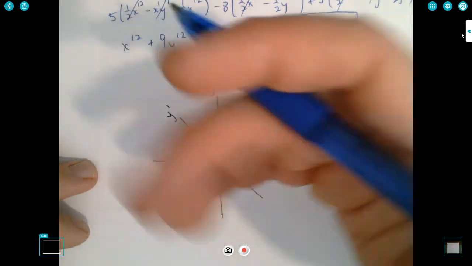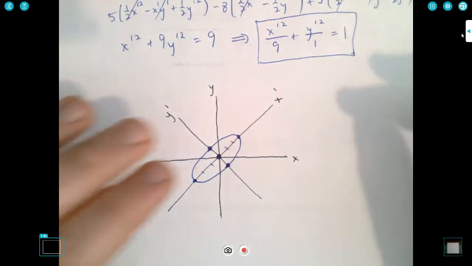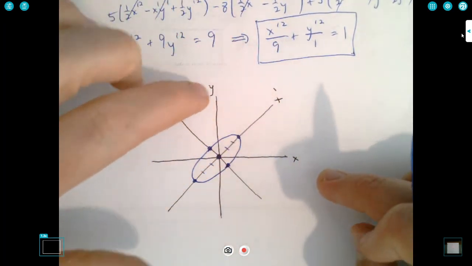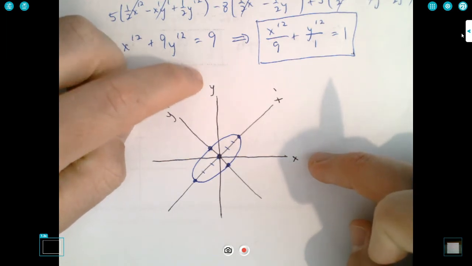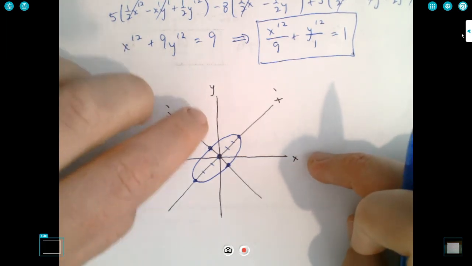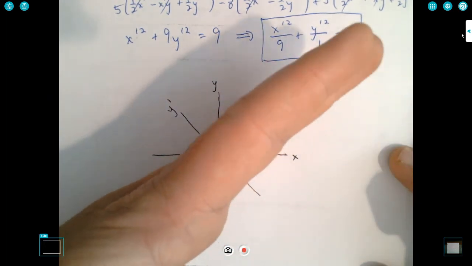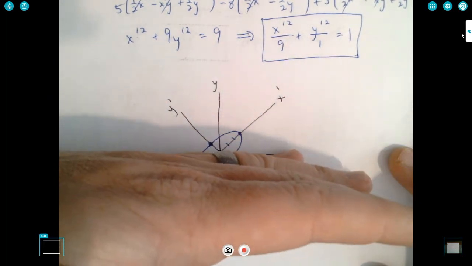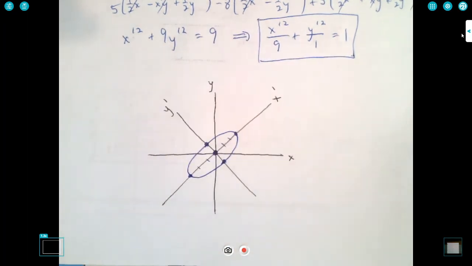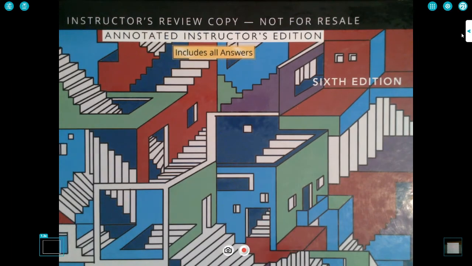I should have done the x prime, y prime coordinates in pencil so that I could erase it, so that you could see that with respect to your original xy axis system, this is just an ellipse. It's an ellipse that's been rotated 45 degrees, right? So it's kind of cool. Okay, one more.